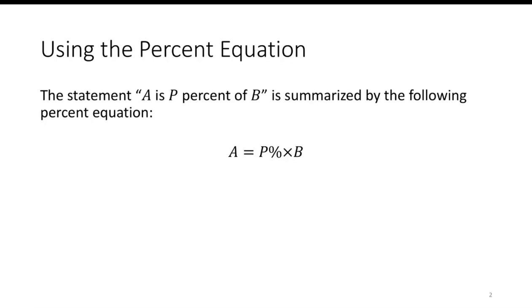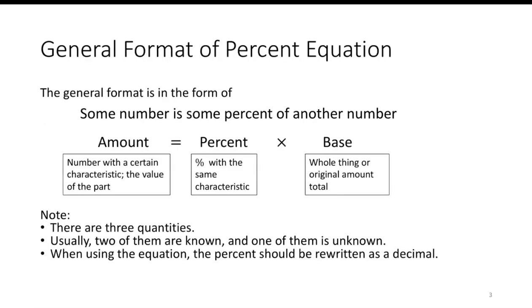The statement A is P% of B can be summarized by the following percent equation, where A is equal to P% times B. The general format is going to be in the form of some number is some percent of another number. The first number is called the amount. That's the number with a certain characteristic, and it's the value of the part. The percent is the percent with the same characteristic as with the amount. And then the base is basically the whole thing, or at least the original total amount.